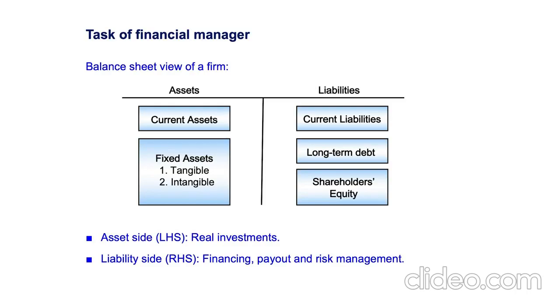Using the balance sheet of the firm, we can easily capture these decisions. The asset side reflects the firm's real investments, in particular the fixed assets. The liability side reflects the firm's financing, payout, and risk management situations.